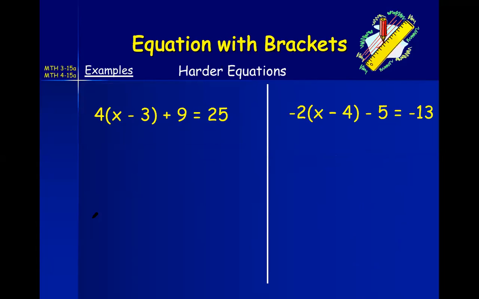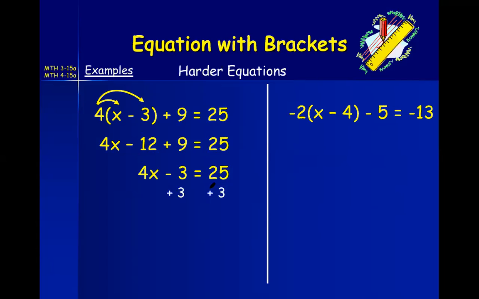So you've got a couple of examples here. We're going to do the first one together, and then the other one you'll try yourself. So again, 4 times x, 4x, 4 times -3, -12. Then I just put the plus 9 equal 25. So the first thing I'm going to do, -12 plus 9, that's -3. And now I'm going to add my 3 on both sides, 28. And then divide by 4 both sides. And 28 divided by 4 is 7.